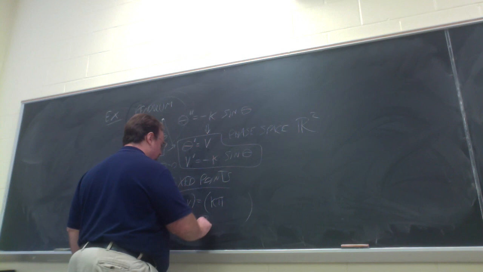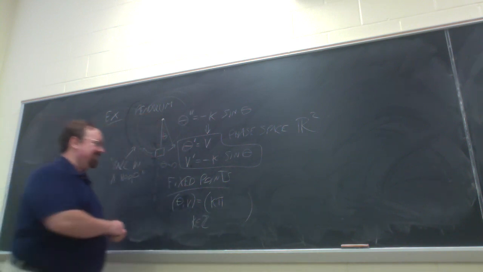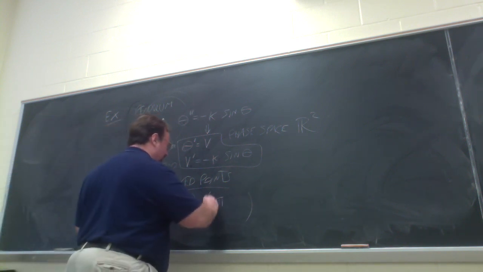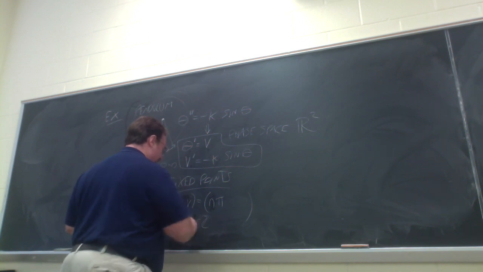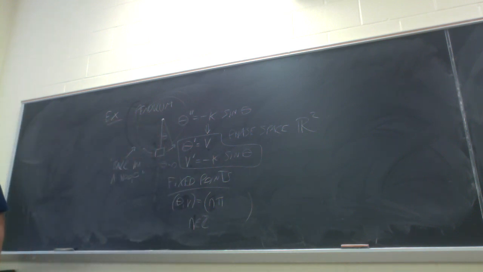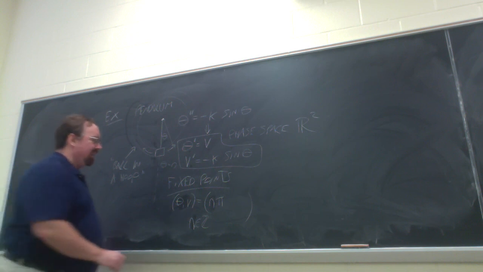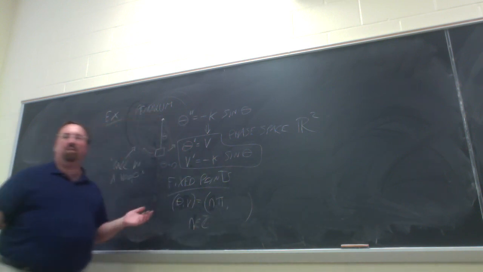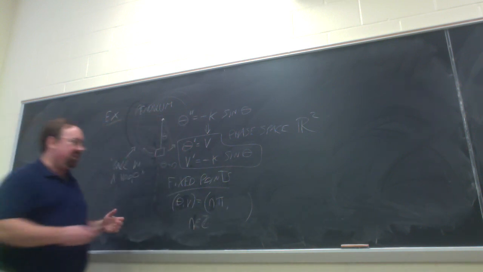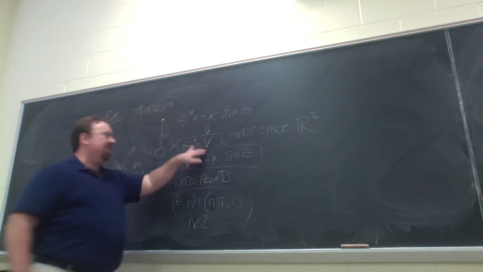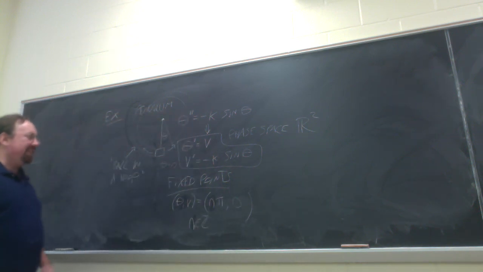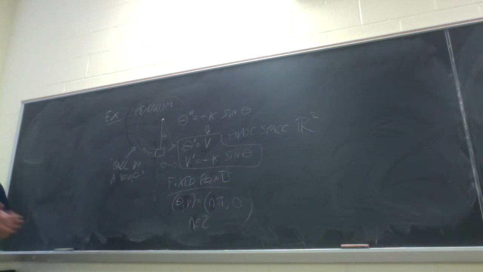Are you already using k? Yeah. Oh, dang it. Shoot, I gotta change my notes again. So n pi. Alright, okay. And then v has to equal 0, just to make this side 0. So v must be 0, and theta any multiple of pi.